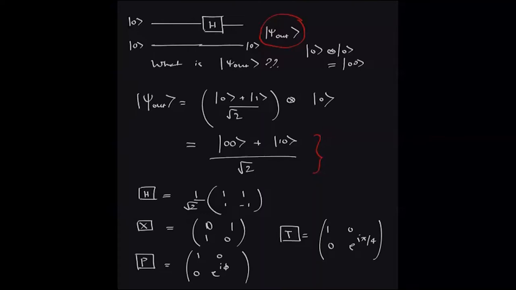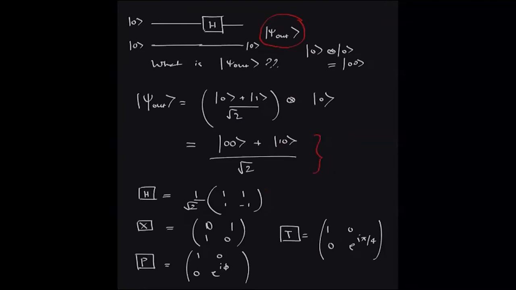Okay, so if there are no more questions, let's just talk about another gate. Or maybe rather than talking about another gate, I'll give a small exercise for you to work out in a couple of minutes. So this is the T gate. There's also something called the S gate. And the S gate is given by 1, 0, 0, i.